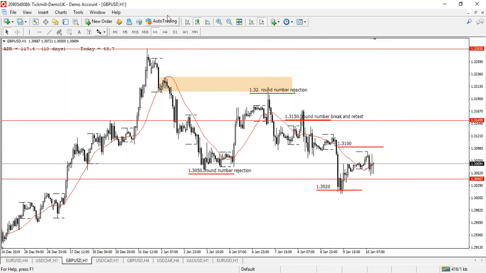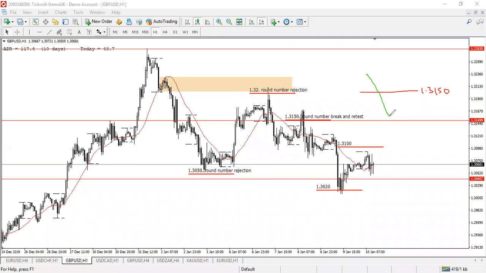This is round number break and test because of what price did. Let me show you guys. So I assume this is 1.3150 here. This is what price has done. It came down, and then during London they pushed up. Why do you know exactly that we are going down? So the move up was a fake. So this was round number broken, and then retested. Okay, I hope that is clear.